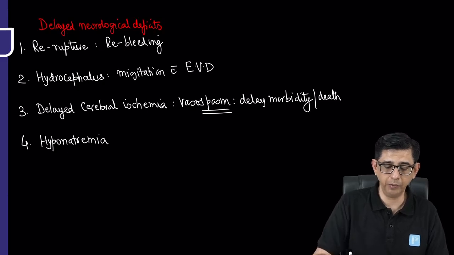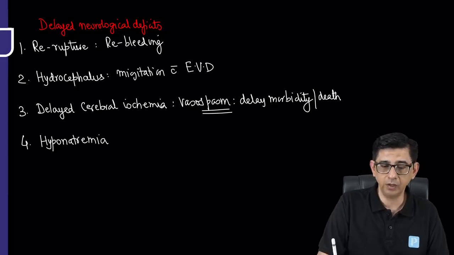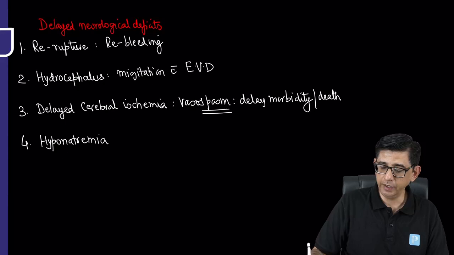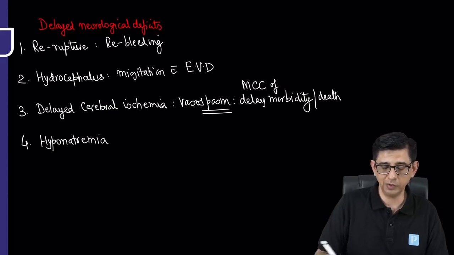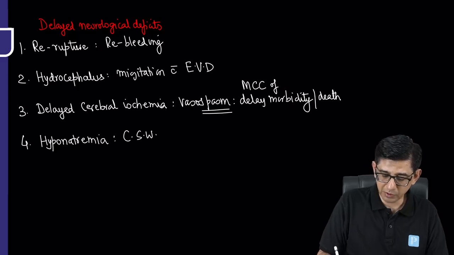That can be ranging from re-rupture, hydrocephalus, vasospasm, and development of hyponatremia. If they ask you to select one out of these four and they say which of these is the predominant reason for a delayed morbidity and mortality, then the most common cause of delayed morbidity and mortality in these patients is vasospasm. The hyponatremia thing can be written in multiple choice questions in two ways.